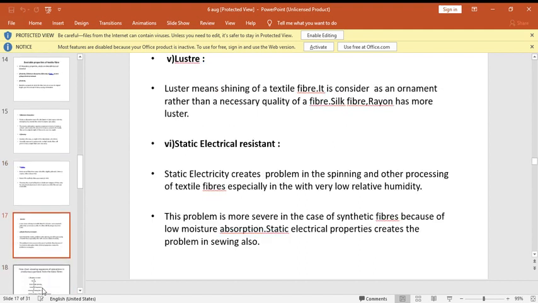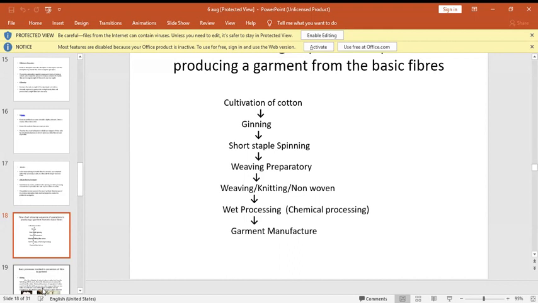Then about luster. Luster means shining of the textile fiber. And static electricity creates problems in spinning and other processing of textile fibers, especially with low relative humidity.